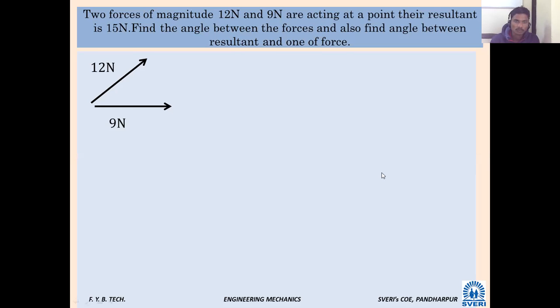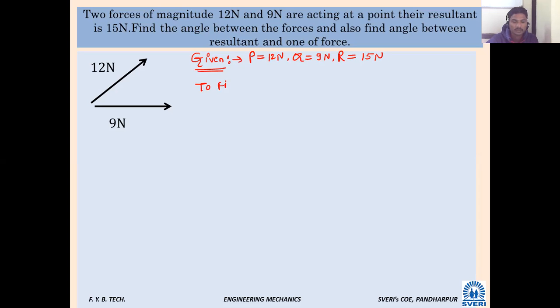Is it similar to the earlier problem? What do you feel looking at the problem? Unless we start, if you read the problem statement, you will only read. So two forces are given, which are they? P is equal to 12 Newton, Q is equal to 9 Newton. Again, what is given further? R is equal to how much? 15 Newton.